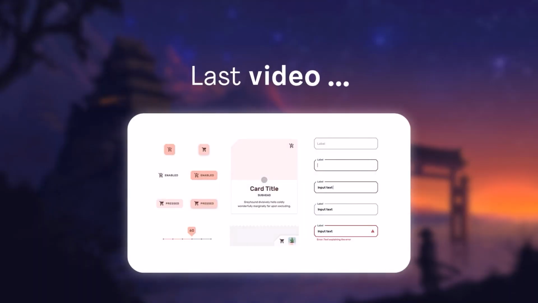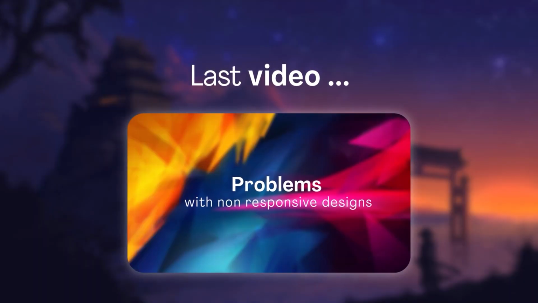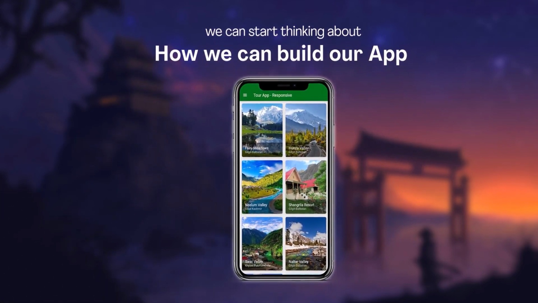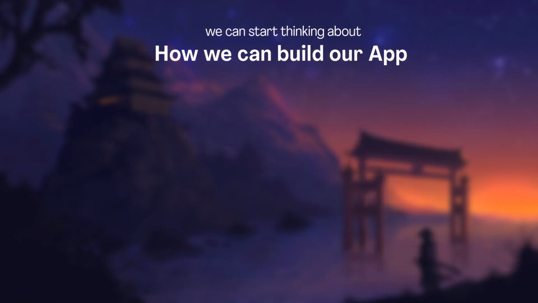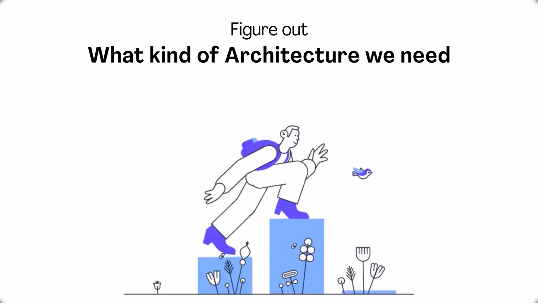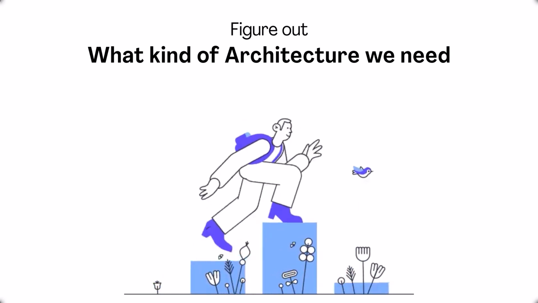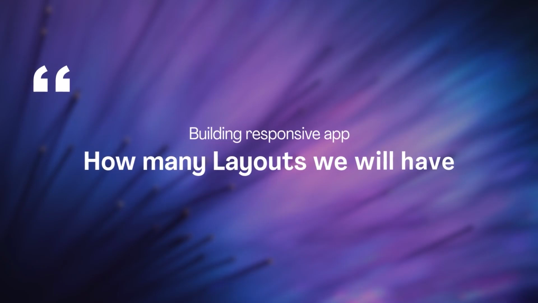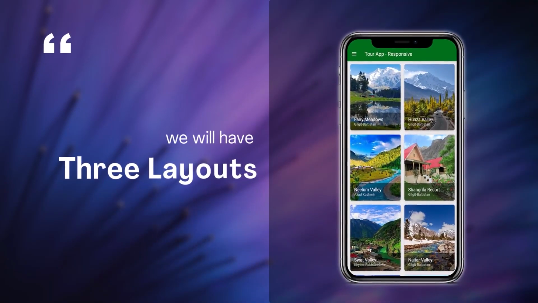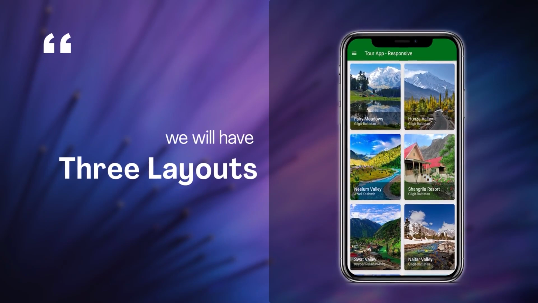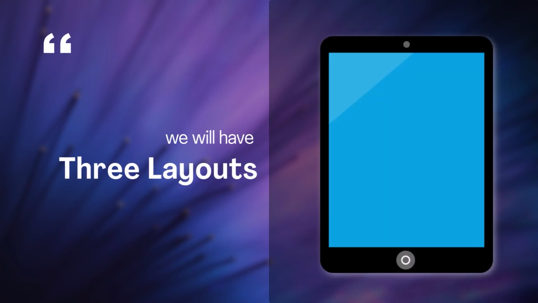From the last video, we have a good understanding of responsive design. Now we can start thinking about how we can build our app so that it adapts and adjusts seamlessly to different screen sizes and orientations. And I think the best way of doing this is to figure out what kind of architecture we need. The first thing in building a responsive app is to think about how many layouts we will have. Basically, for our app, we will have 3 layouts that we need to build in order for our app to be responsive, which are mobile, tablet, and desktop layouts.